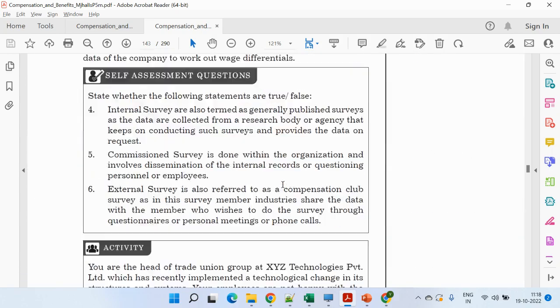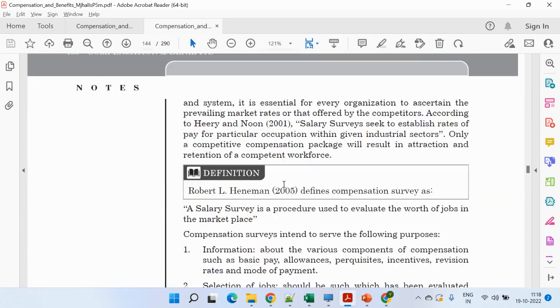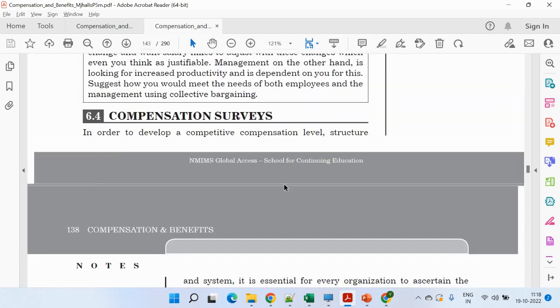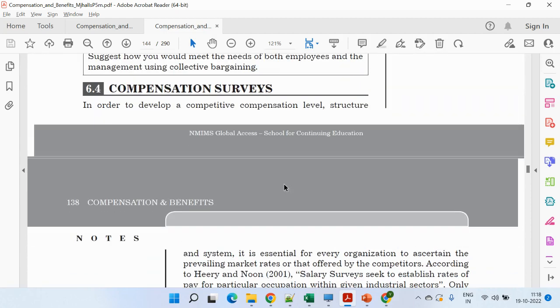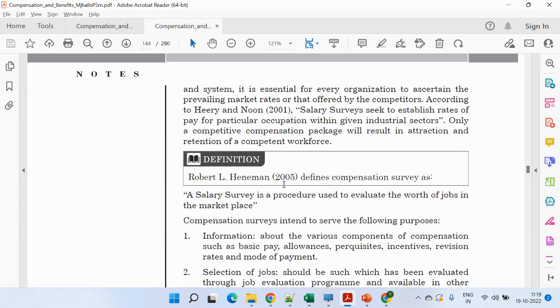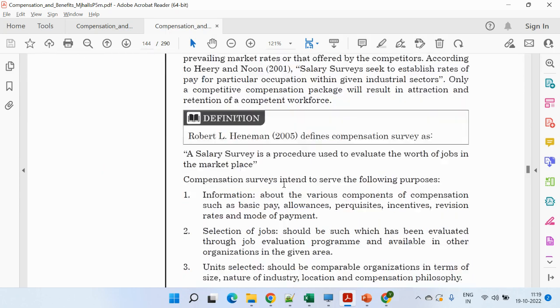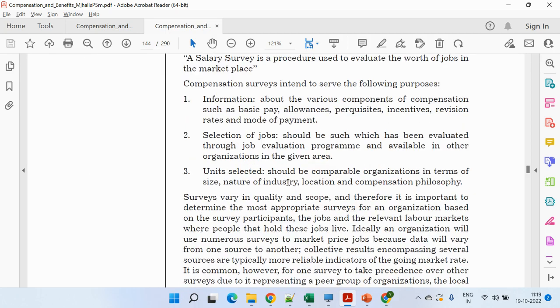Then our next part is about the compensation survey. In a compensation survey, in order to develop a more competitive compensation level and structure, it is essential to work with respect to the prevailing market rates that are being offered by the competitors. So the salary survey is more or less related to the salary part, but the compensation survey is more about the compensation and the other aspects.